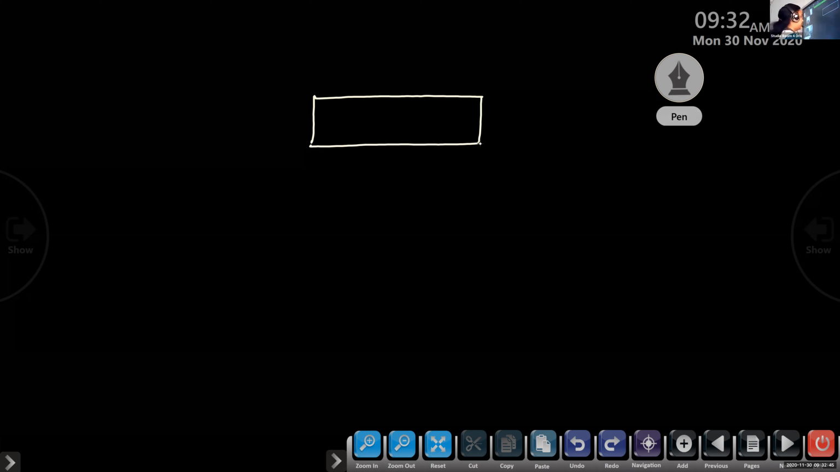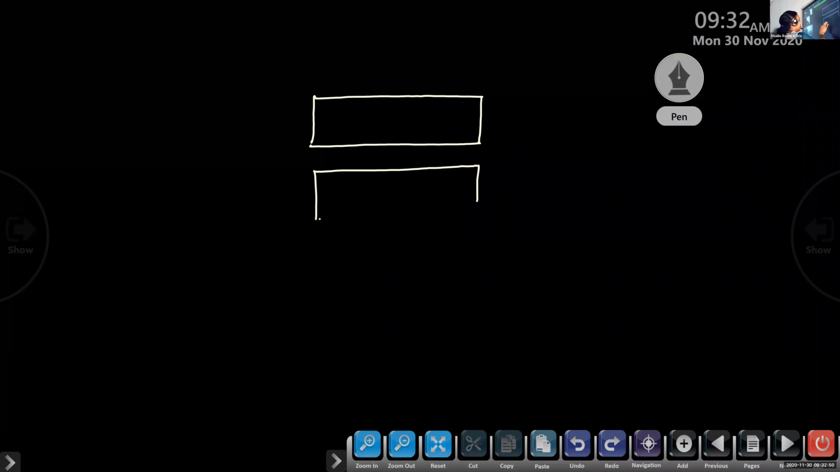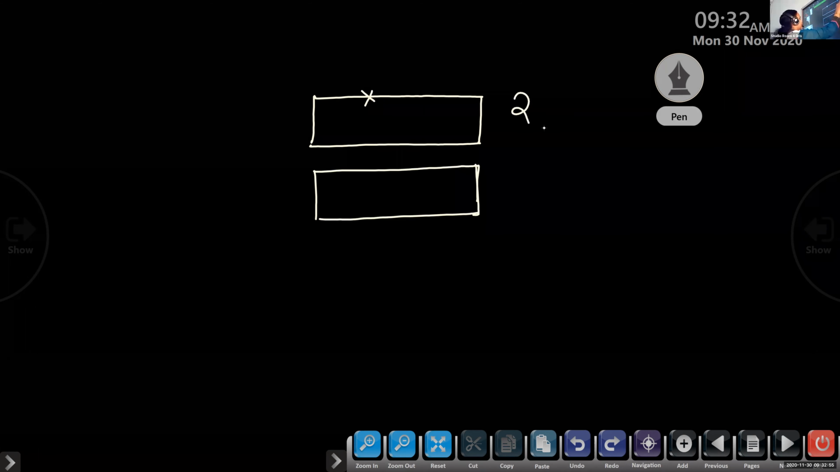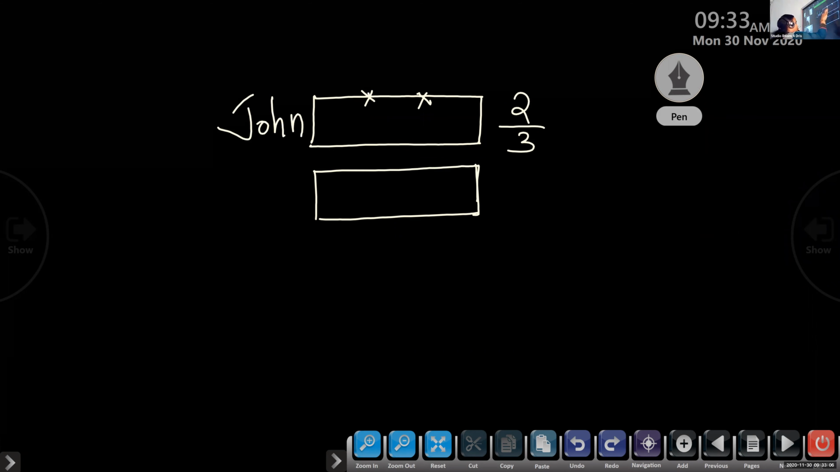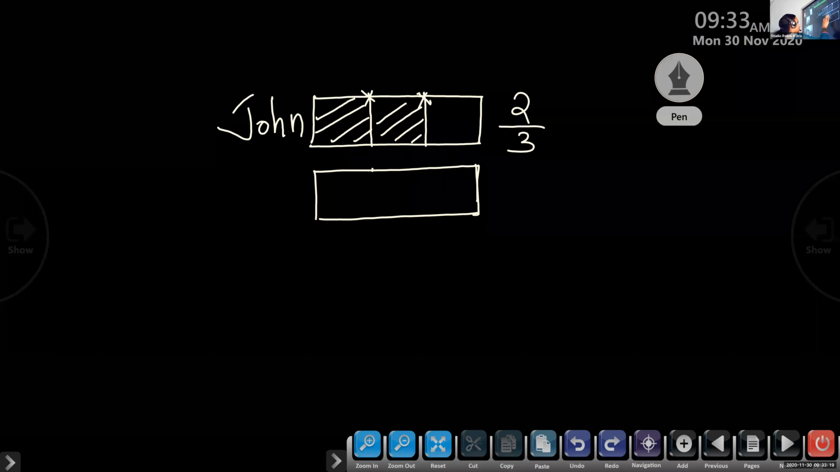First one is 2 by 3. You have to write 2 by 3. So that is for 2 by 3 for John. How many portions do you have to shade? 2 parts. Next one is 4 out of 6. So this also you will first draw 2 by 3, then you can divide.